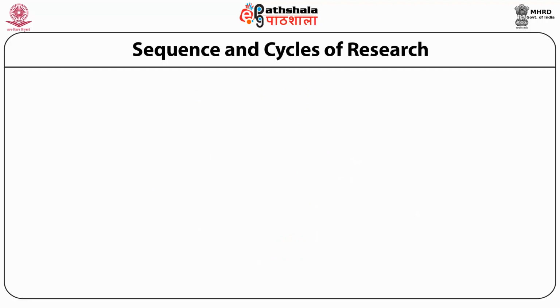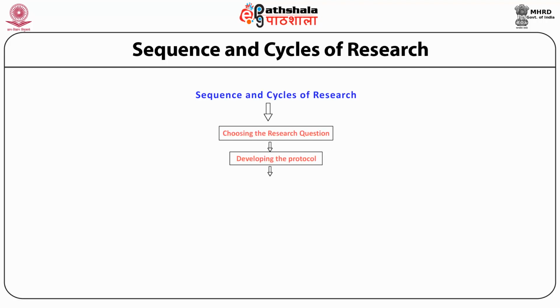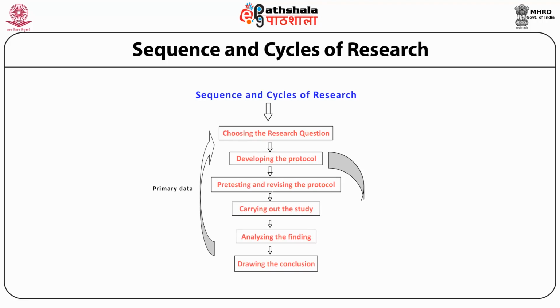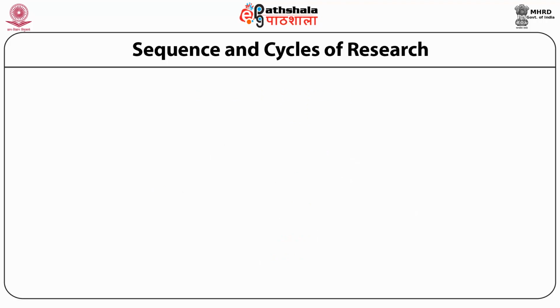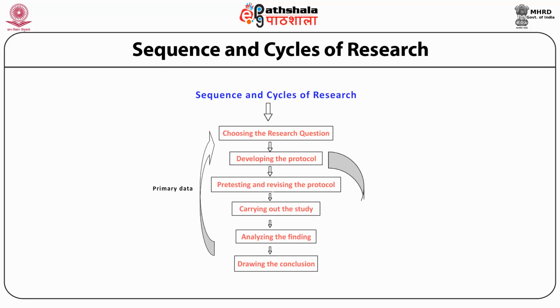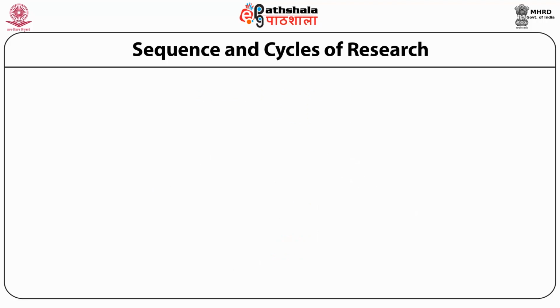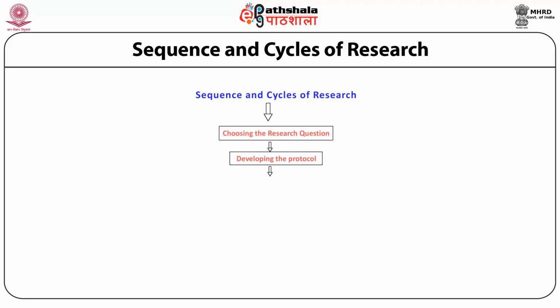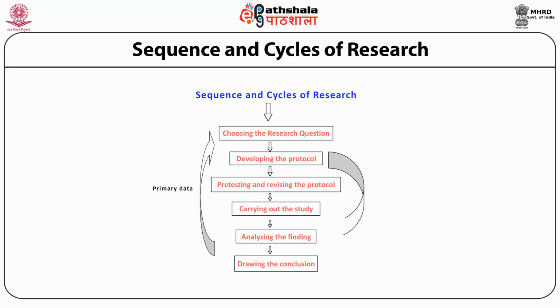If we have secondary data, of course you have to choose a research question and develop the protocol, but then there is no testing and pre-testing of the protocol. If it is required, then we can do it. Otherwise, we will skip to analyze the data and draw the conclusion. This is the sequence and the cycle of research.